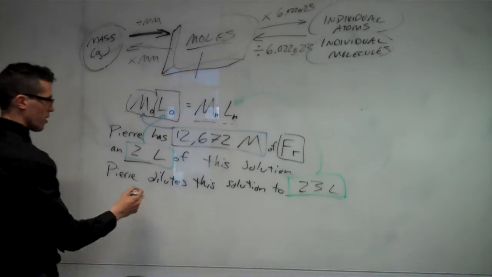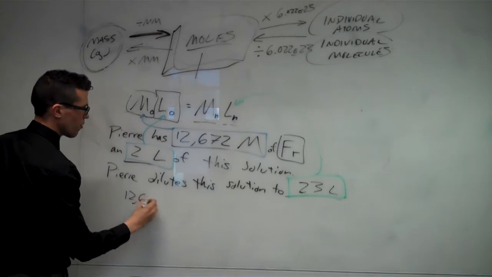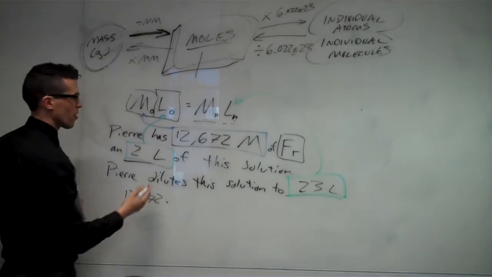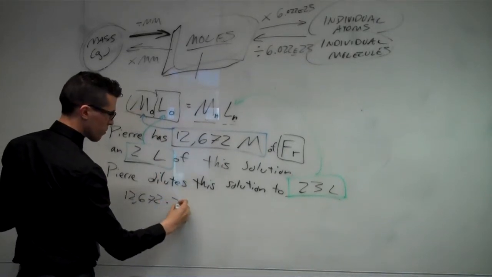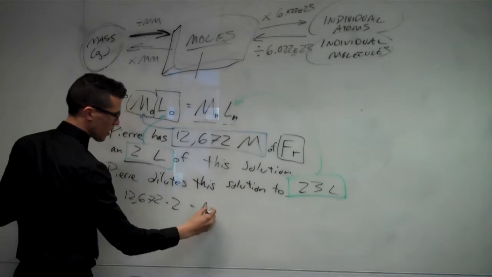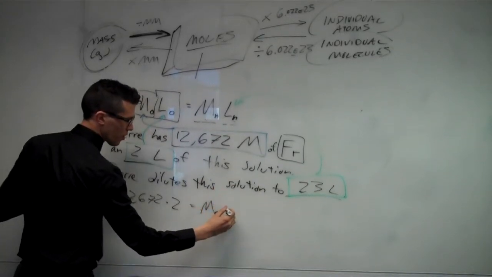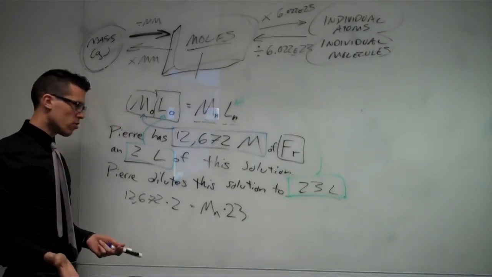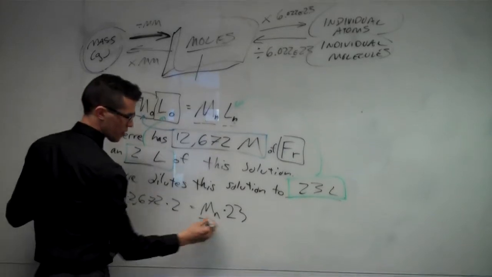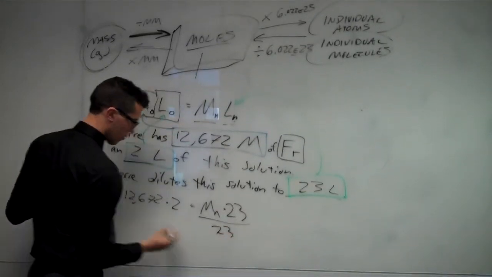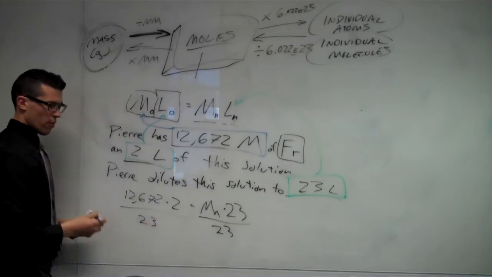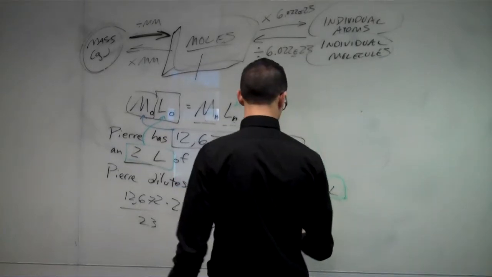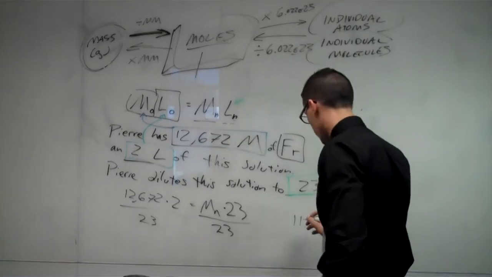So let's set this up. This is pretty easy. 12,672, and you don't need to even use units with this because it's a ratio here. So it's times 2 equals, we don't know what the Mn is, times the liters, which is 23. So to solve this, what do you need to do? Divide both sides by 23. And you get as your final answer... let's try it. 11 point what? 1,101.